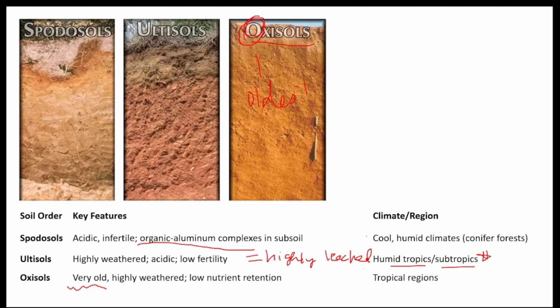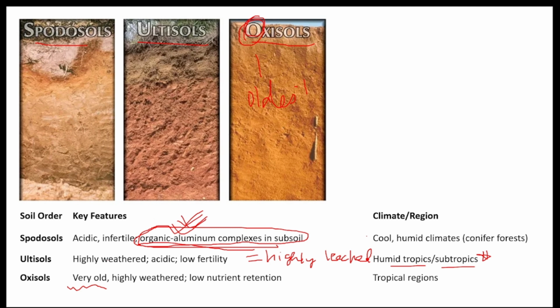Then we have ultisols and spodosols. How are you supposed to memorize this? Well, okay, spodosols and ultisols, right? Spodosols are organic aluminium complexes in subsoil. This thing you should remember. Spodosols are enriched with organic aluminium. They are enriched in aluminium. This you should remember. And it is found in where? Conifer forest, not important. Then ultisols, highly weathered.